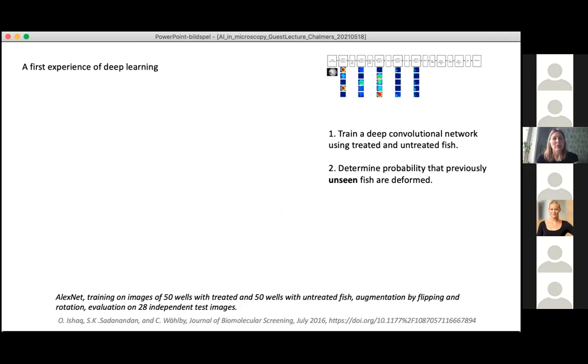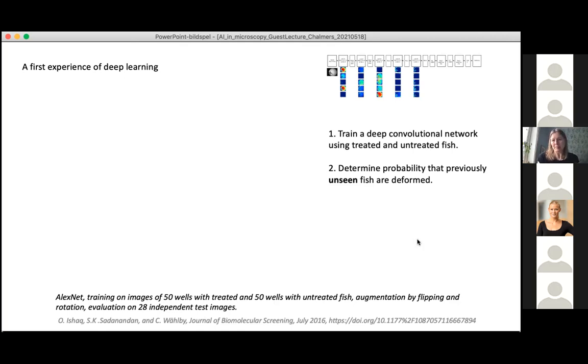So this was one of our really first experiences with a larger scale experiment. We trained a neural network. In this case, it was early in time, so it was an AlexNet. And we had 50 images with fish that were treated with the drug, and 50 wells with untreated fish. We did augmentation by flipping and rotation, and then we had 28 independent test images. So it's quite a small data set.